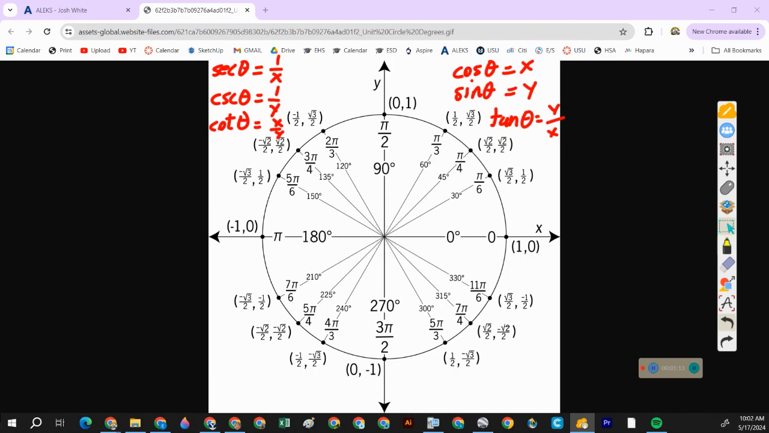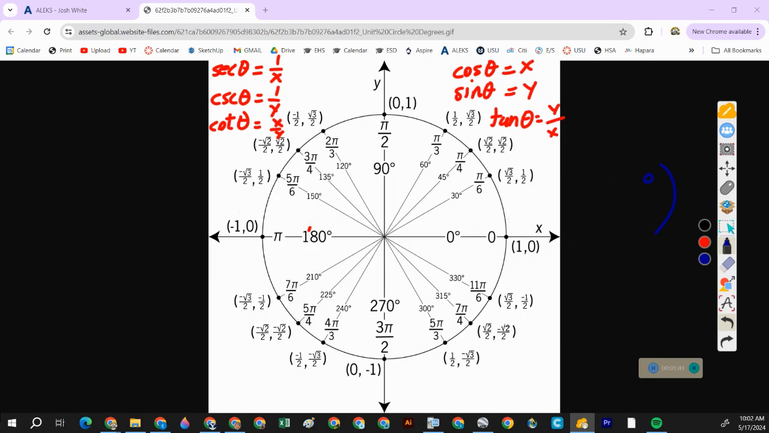Okay. What about the cosine of negative 210 degrees? So 210 is right here, which means negative 210 would be right there, and cosine is negative root 3 over 2. Okay.